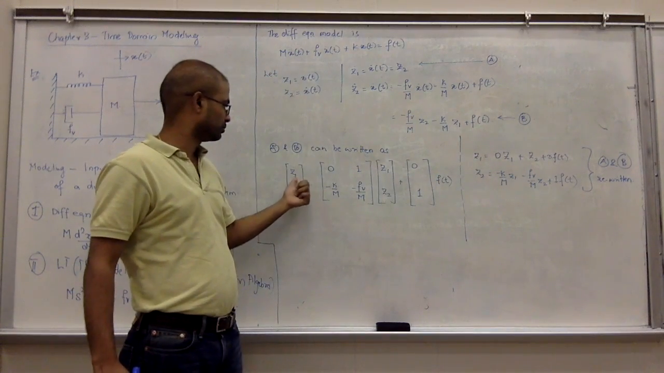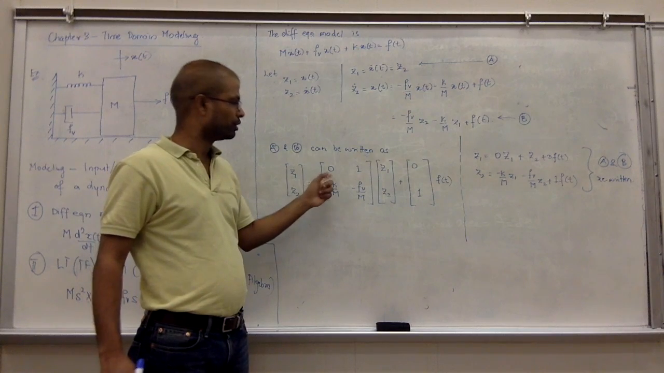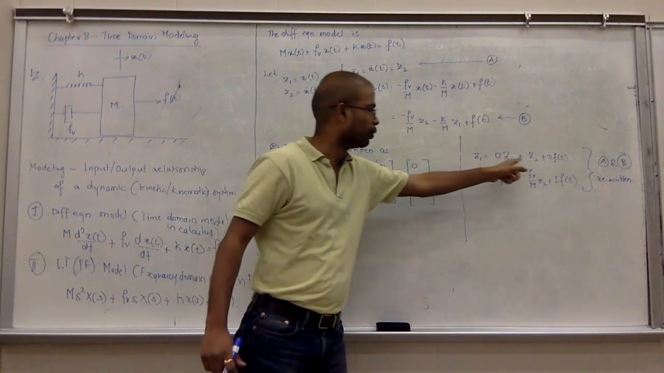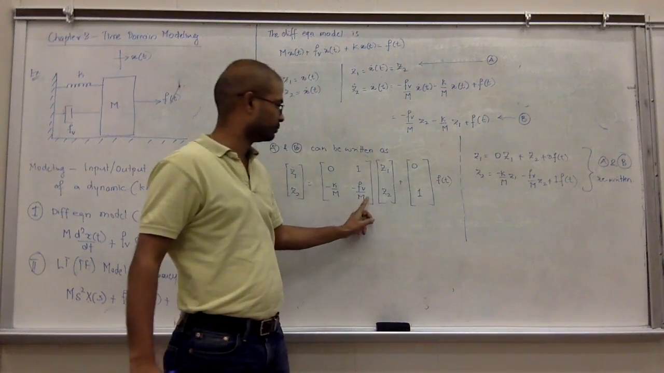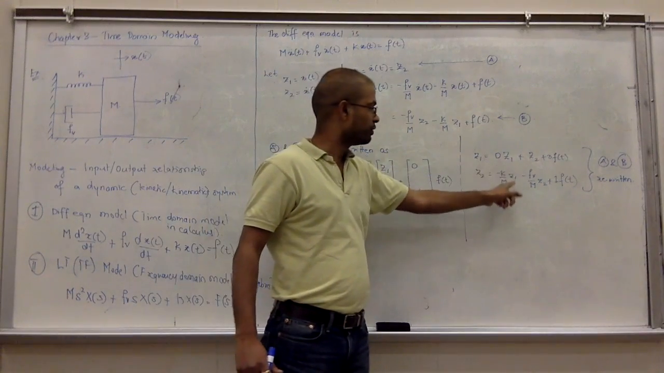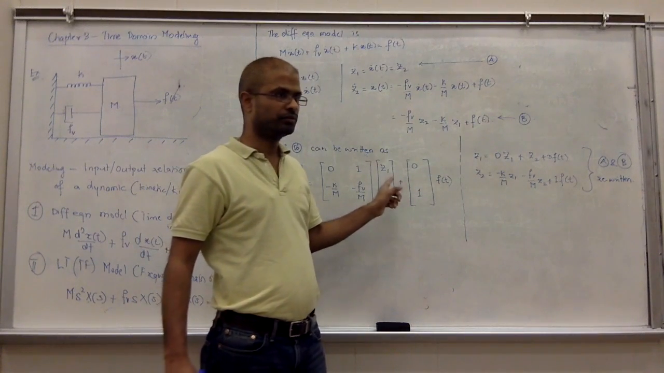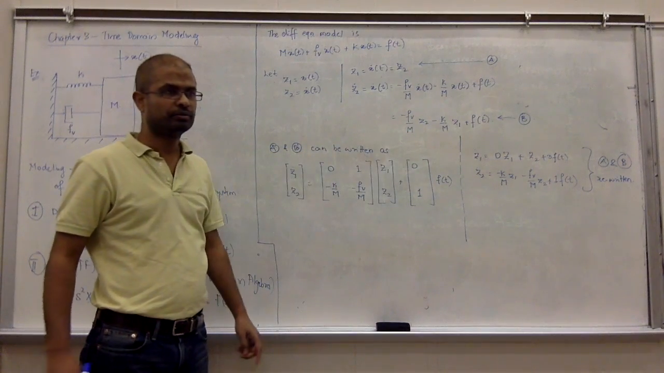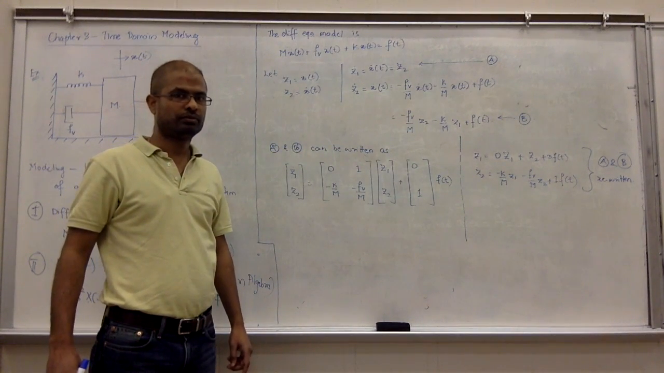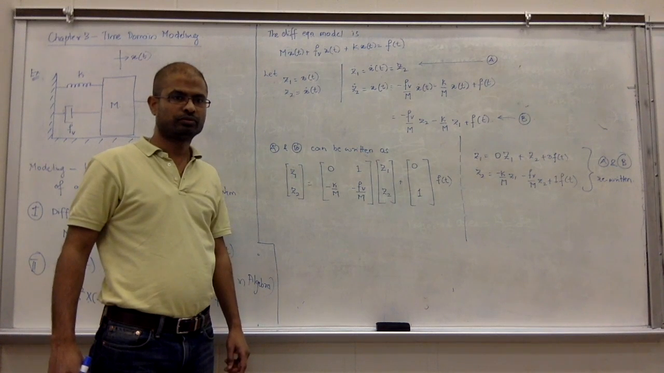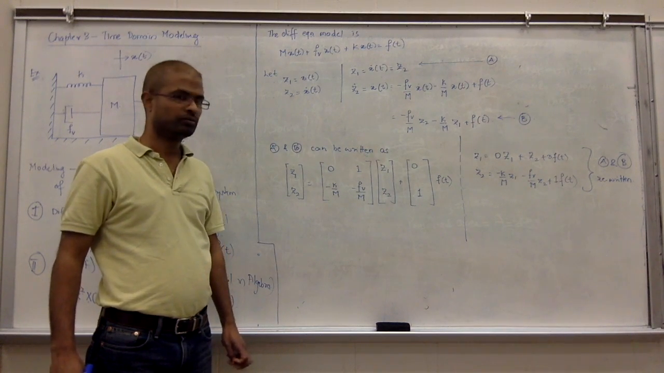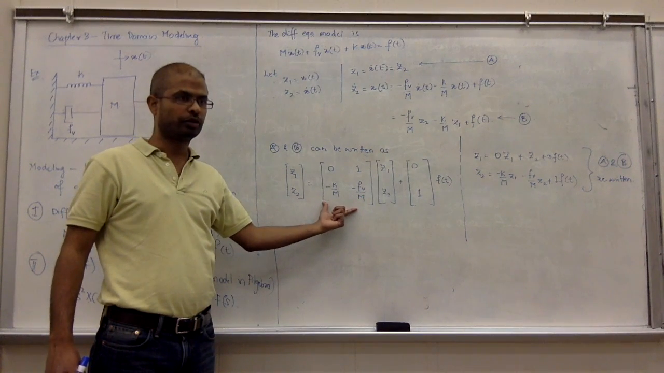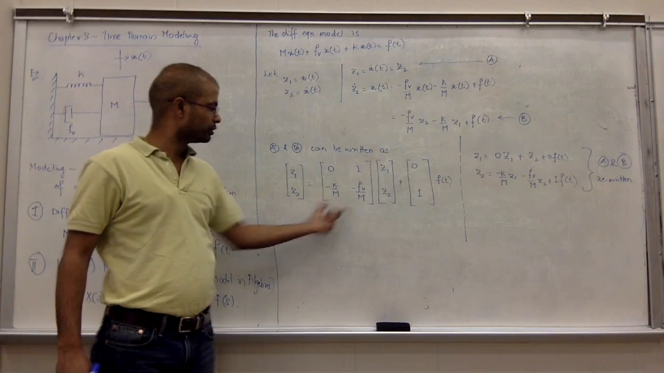Z1 dot is this. So this is 0, 1, 0, 1 minus K over M minus FV over M. And Z1, Z2 is just written. So when you multiply, you get exactly the same form as at the top. What is the model? This is the model. This is part of the model.